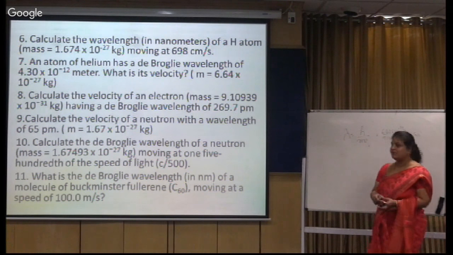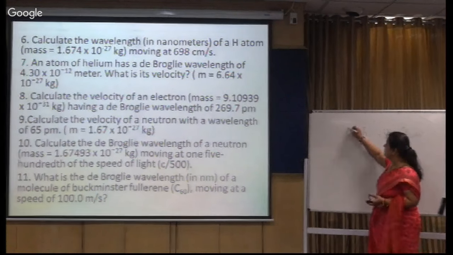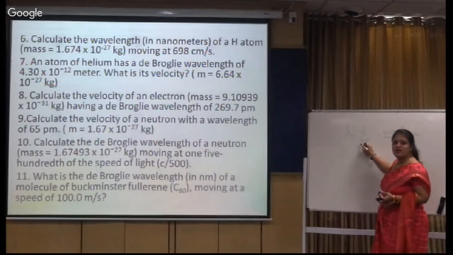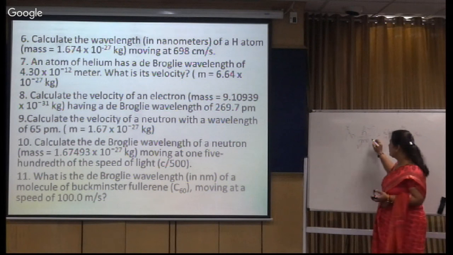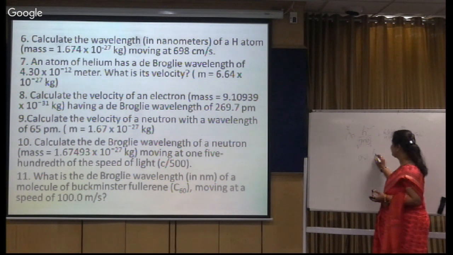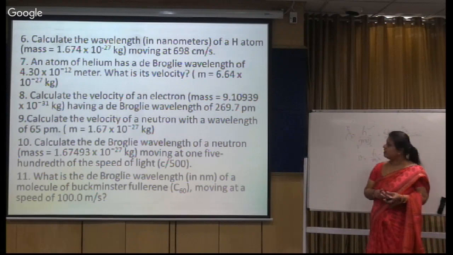In this case, the value of lambda is given, the value of mass is given, h you all know. You can easily calculate the value of velocity, which is nothing but h upon m into lambda. Okay, do it.